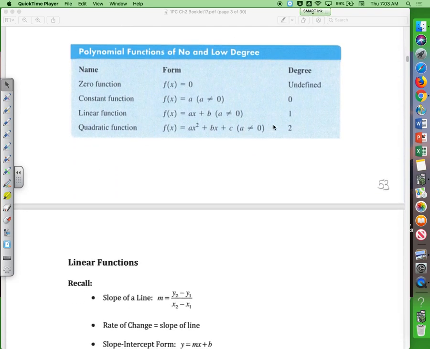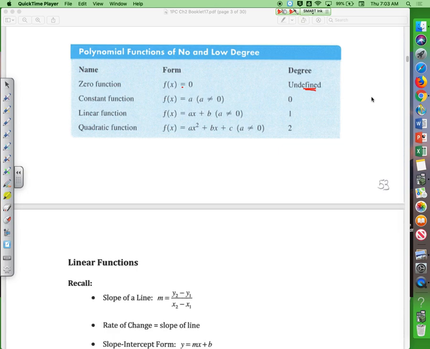All right, special types of names for polynomial functions. They just give us a few here. We'll learn some more in the next couple chapters there. So a zero function is going to be something where you just have y equals 0 or f of x equals 0. The degree for that is called undefined because technically you don't have any x's in the problem there to raise to an exponent.